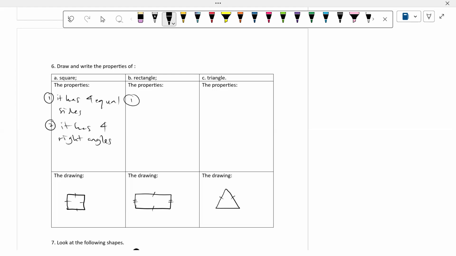And then for the rectangle, look at the sides. It has 4 sides, but not all sides are equal. The opposite sides are equal. And don't forget the angles. It has 4 right angles.